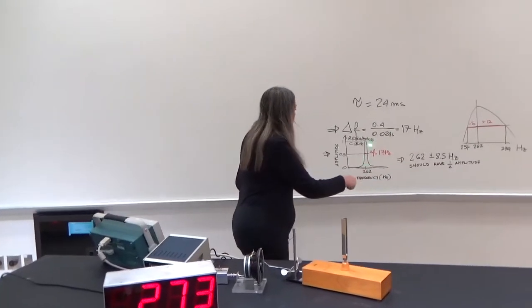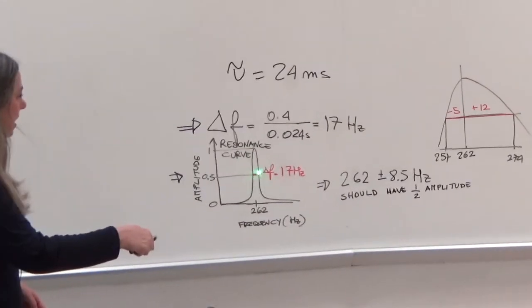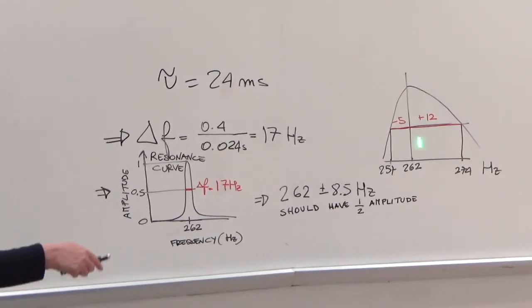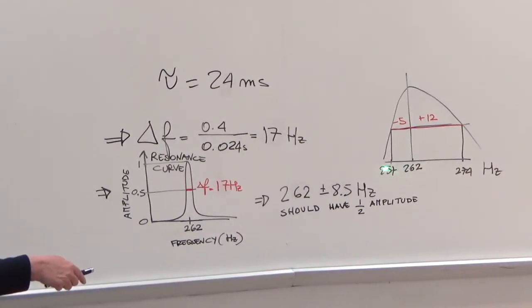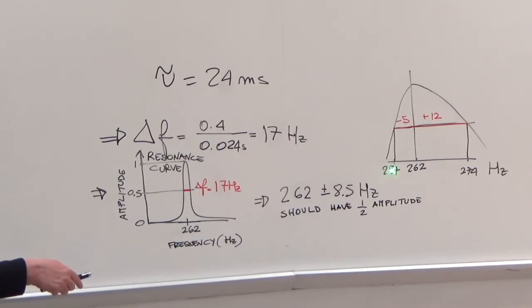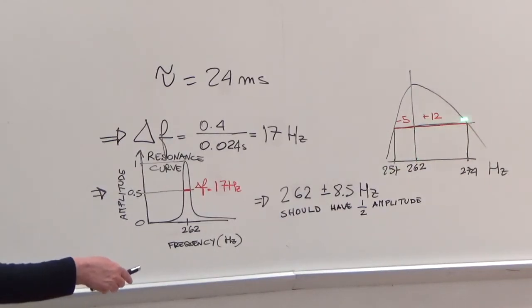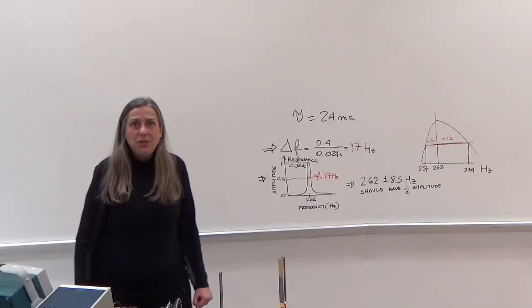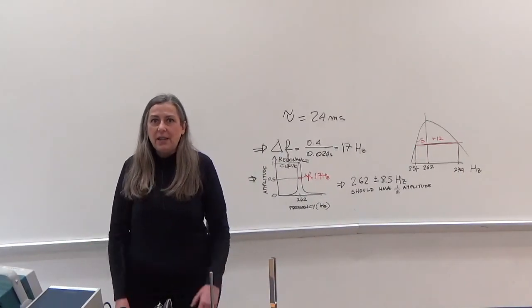And if we zoom in on that delta F and the maximum on the curve, that's what it looks like. So the peak is at 262 Hertz, the half amplitude is 5 Hertz below at 257, and half amplitude 12 Hertz above at 274. These are the results we just found experimentally.